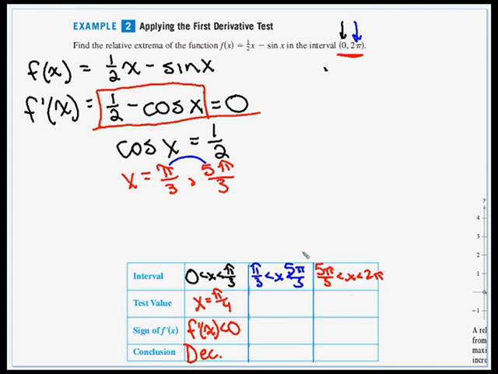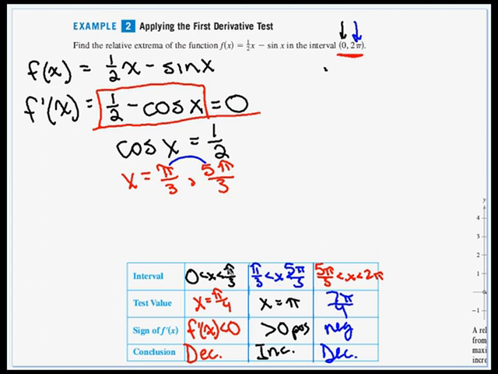Between the critical numbers, a good test value in there is just pi. So you plug pi into the derivative, and the output is greater than 0, or positive. So we know here our function is increasing. And for the last piece, let's pick a test value of 7/4 pi. We plug that into the derivative, compute the output, and we get a negative number. Negative output means our function is decreasing.